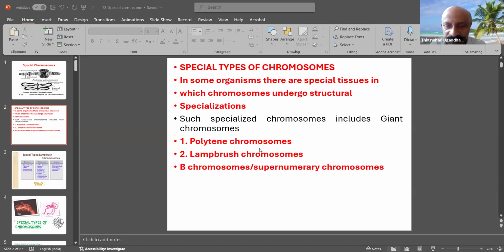The first one is polytene chromosomes. The second one is lampbrush chromosomes. The third one is called B chromosomes or supernumerary chromosomes. These three chromosomes are found especially in animals and also in some plants, and are structurally and also functionally different to the normal size of the chromosomes. That is important for the present day.